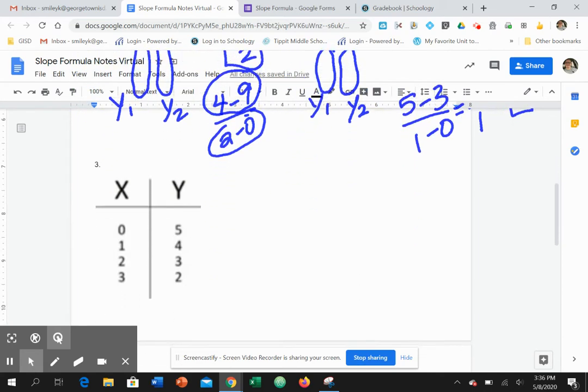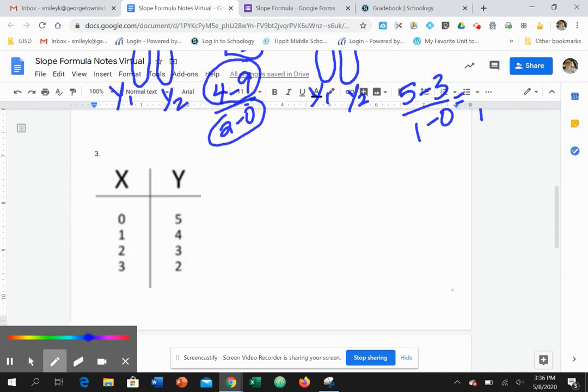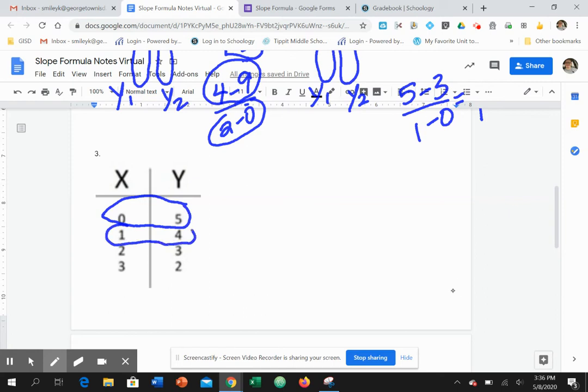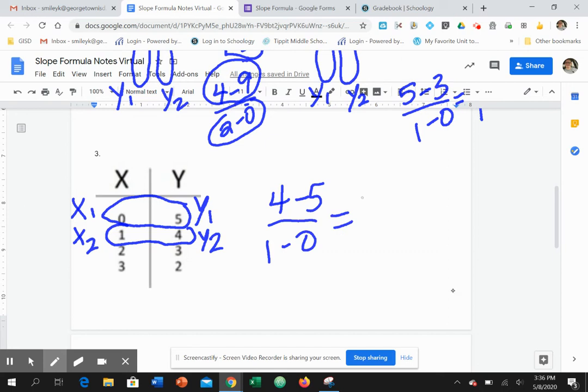Number 3. Now this table is sitting upright. It looks a tiny bit different from the other tables. This is one coordinate and this is another one that I'm going to use. Your x1 and x2 are now on the left side. Your y1 and y2 are on the right side. So I'm going to say 4 minus 5 over 1 minus 0. 4 minus 5 is negative 1. Again, you could use a calculator. 1 minus 0 is 1. You get negative 1 as your slope.